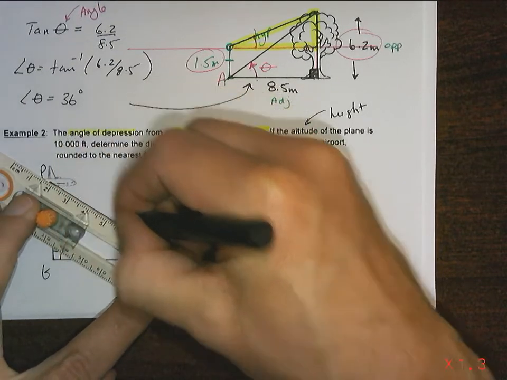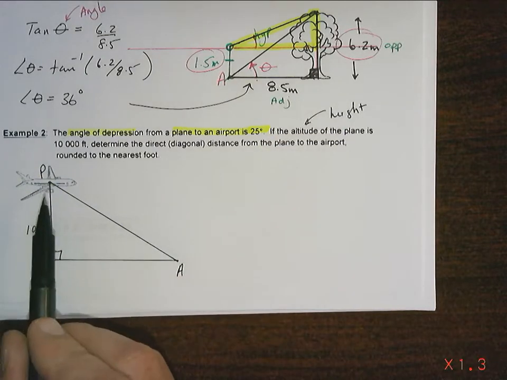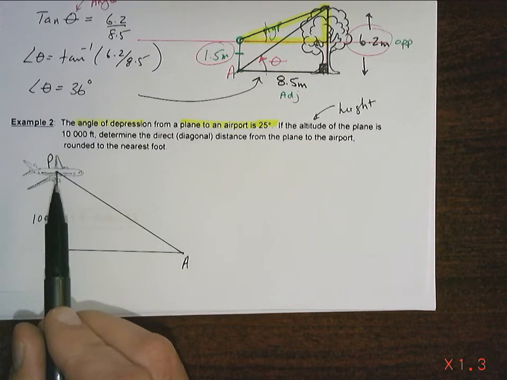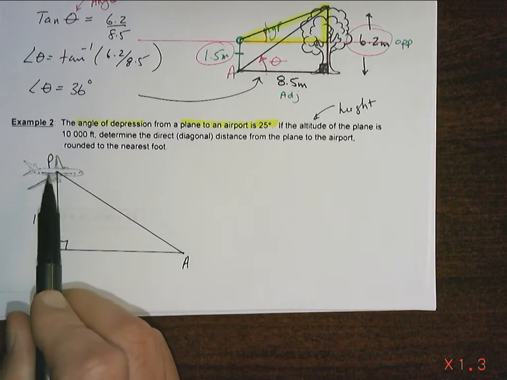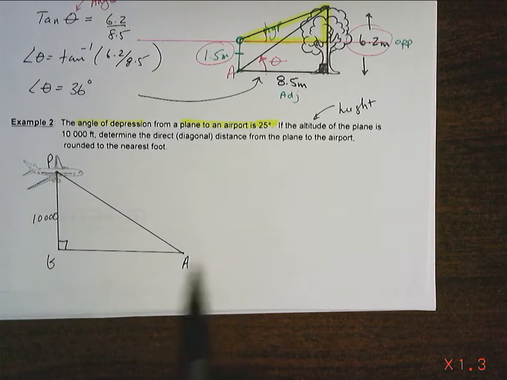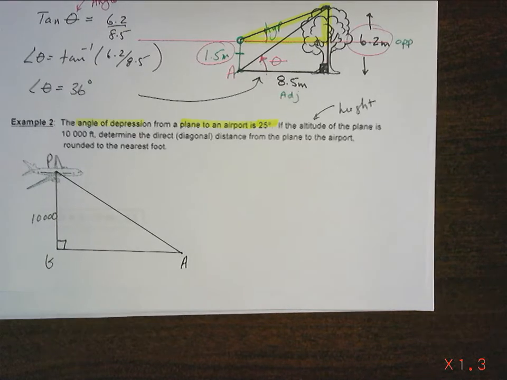Now, can I be very, very serious? Don't be drawing me pictures of planes. Just do little dots, and that's good enough. Okay? So there's my plane, there's my ground, there's my airport, and the angle of depression from my plane to my airport.